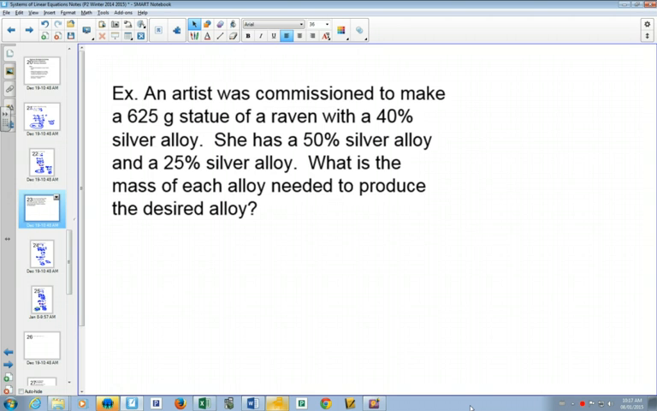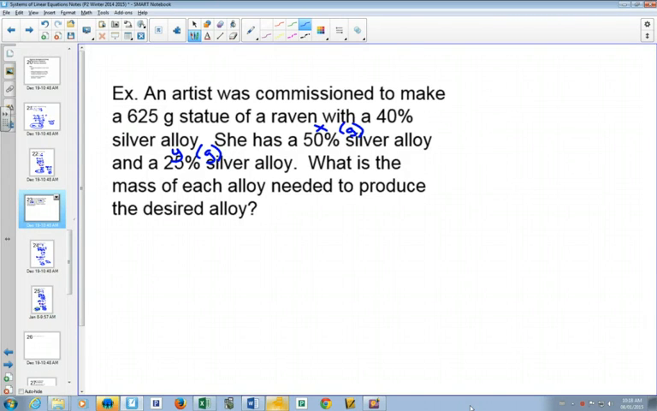We have to decide what our variables are going to be. If you just start writing x and y's and haven't actually thought exactly what those variables mean, then you're going to run into trouble. We need to find the mass of each alloy. So I'm going to choose x as my 50% alloy, and if it's a mass, my value of x will be in grams, right? It's also important to think about units. And then I'm going to have a 25% alloy y. That's also going to be in grams.